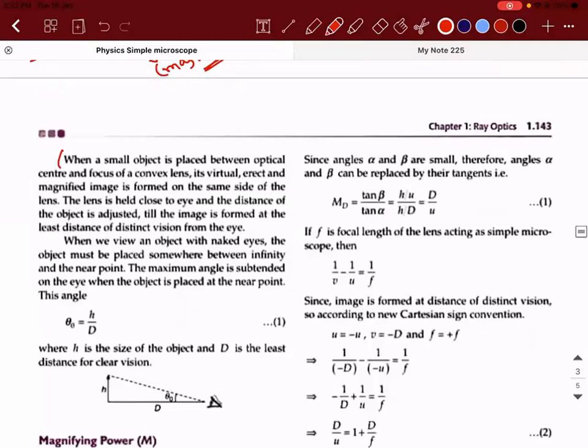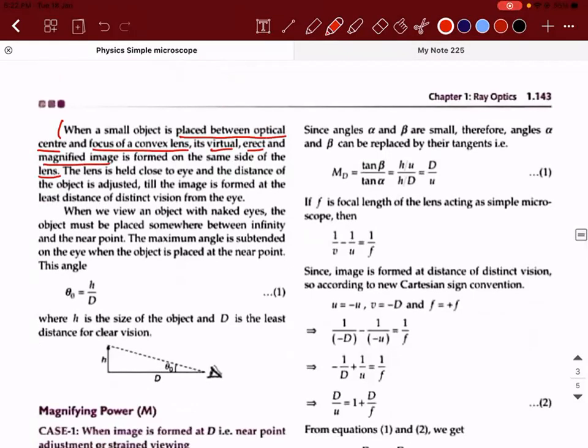Right. So when a small object is placed between the optical center and the focus of a convex lens, its virtual, erect, and magnified image is formed on the same side as that of the object. Virtual image with respect to a lens means object and image are both on the same side. The lens is held close to the eye and the distance of the object is adjusted till the image is formed at the least distance of distinct vision from the eye.